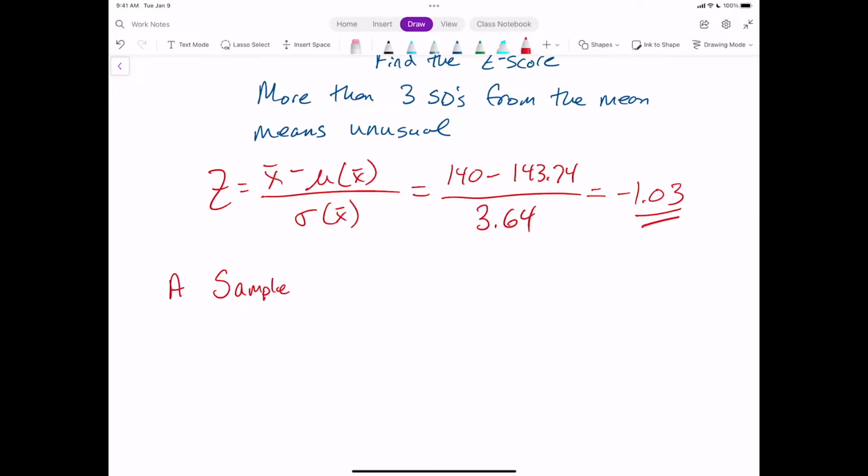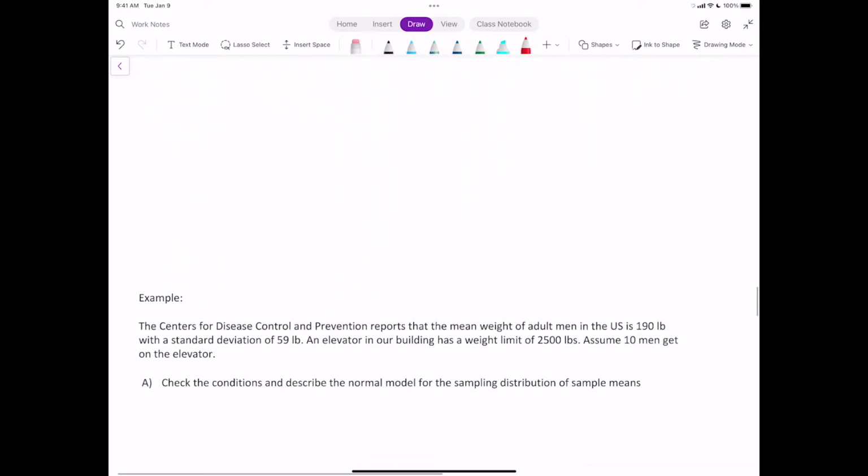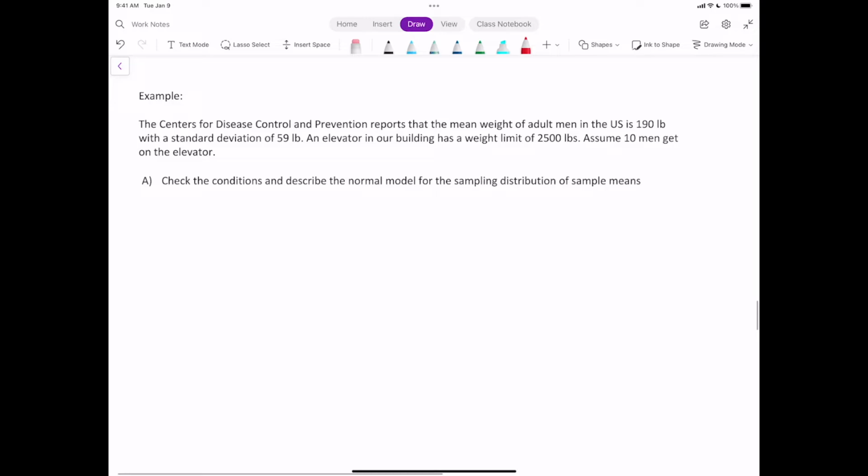A sample mean of 140 is not unusual. That's because my z-score is not exceptionally big or exceptionally small, okay? Remember, for unusual, the z-score needs to be smaller than a negative 3 or the z-score needs to be bigger than a positive 3, okay? All right, so moving along here, another example, last example.